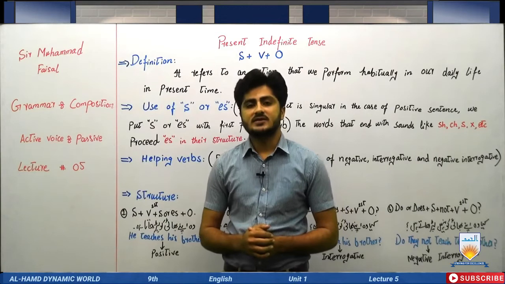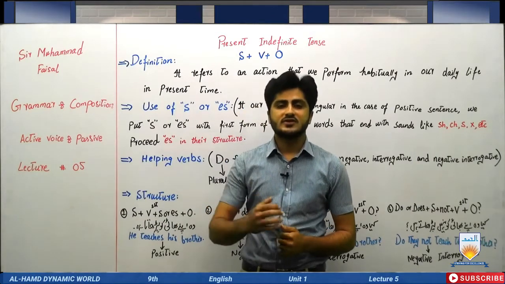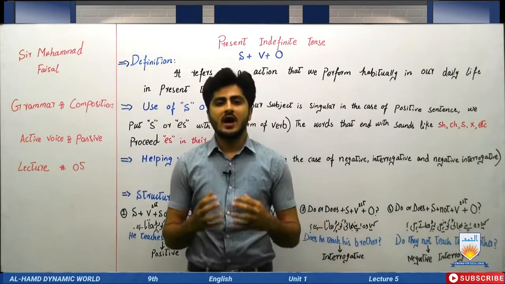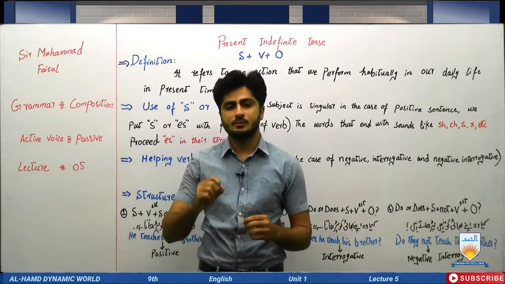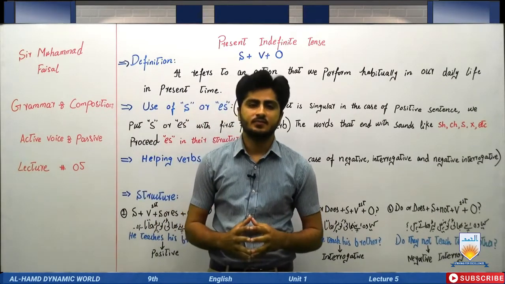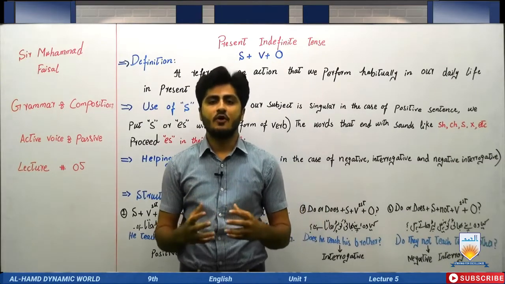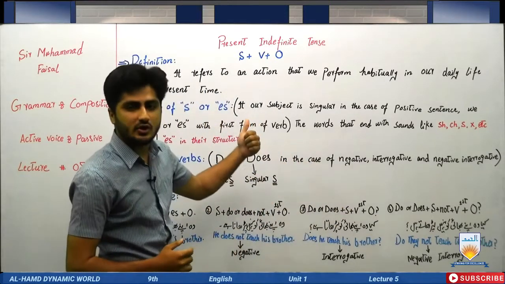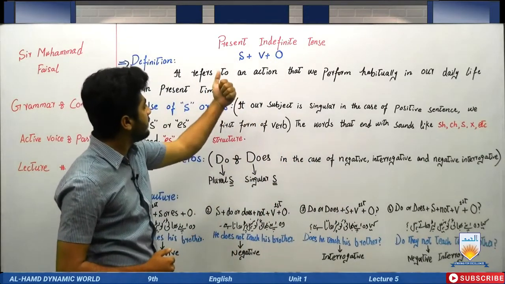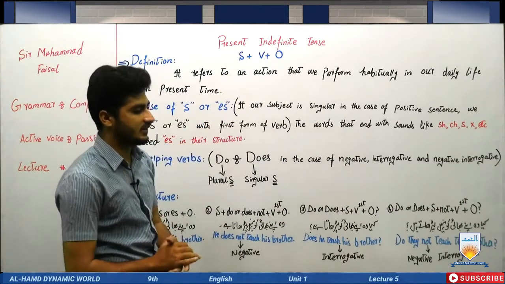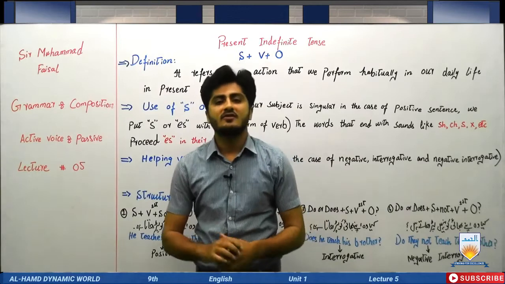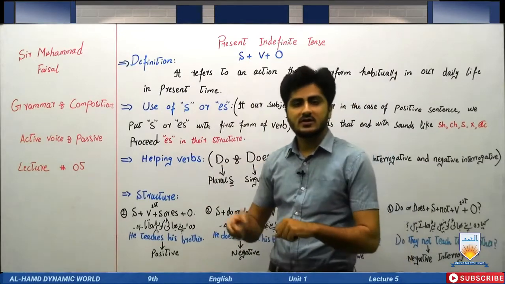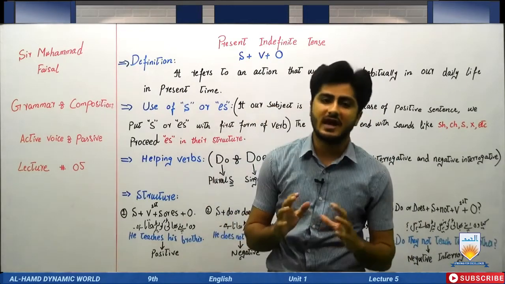Our first tense is present indefinite tense. Now first of all let me tell you what is meant by active voice. In active voice tenses our subject is active and we always put subject in the beginning of the sentence, and our subject performs action actively. As it is mentioned on the whiteboard, subject plus verb plus object. This is in fact the structure of an active voice sentence, in which subject is put first, then verb, then object. This is in fact active voice.